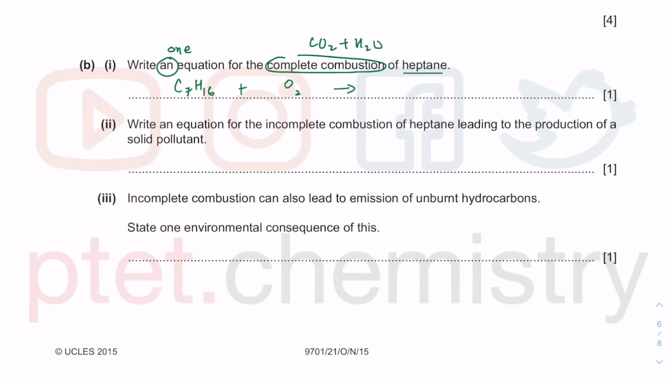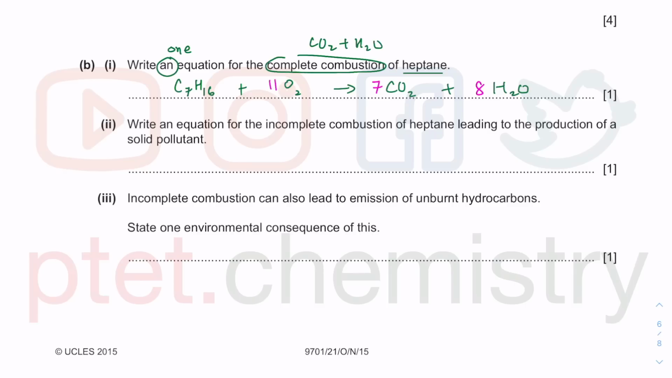Plus O2, and you get complete combustion, so CO2 and H2O. 7 carbon there, so you will balance with 7 CO2, 16 hydrogen there, you balance with 8 H2O. Now you have 8 oxygen, and you have 14 oxygen plus 8 oxygen is 22 oxygen. 22 oxygen, and you have a molecule. You cannot change these two at the bottom. You must have 11 O2 like that.